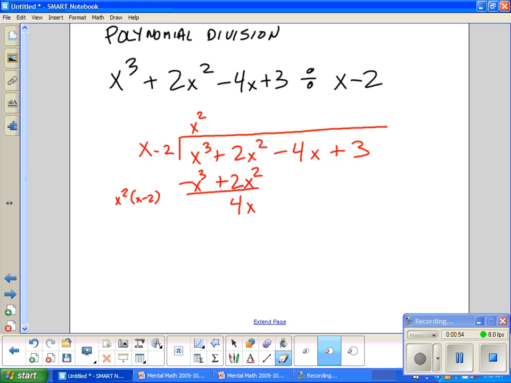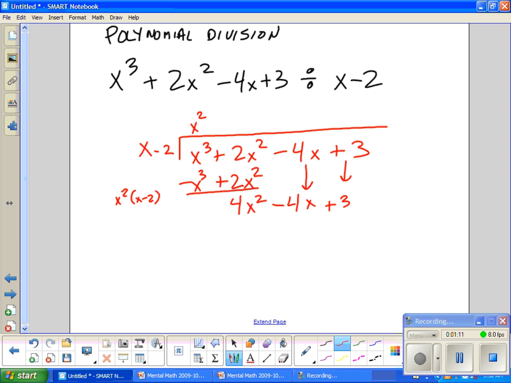Holy cow, can't do that, can I? How about 4x squared? Because the like term and you're adding, the power does not change. And then I simply bring down all the rest. And now the process simply repeats.